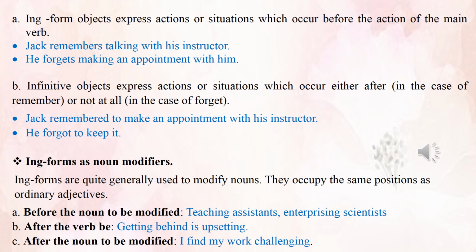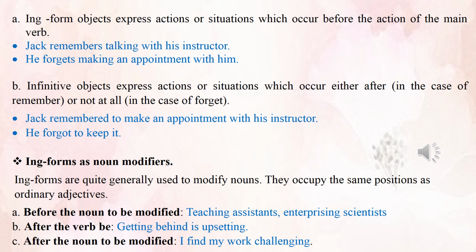A. -ing form objects express actions or situations which occur before the actions of the main verb. Jack remembers talking with his instructor. He forgets making an appointment with him. B. Infinitive objects express actions or situations which occur either after, in the case of remember, or not at all, in the case of forget. Jack remembered to make an appointment with his instructor. He forgot to keep it.